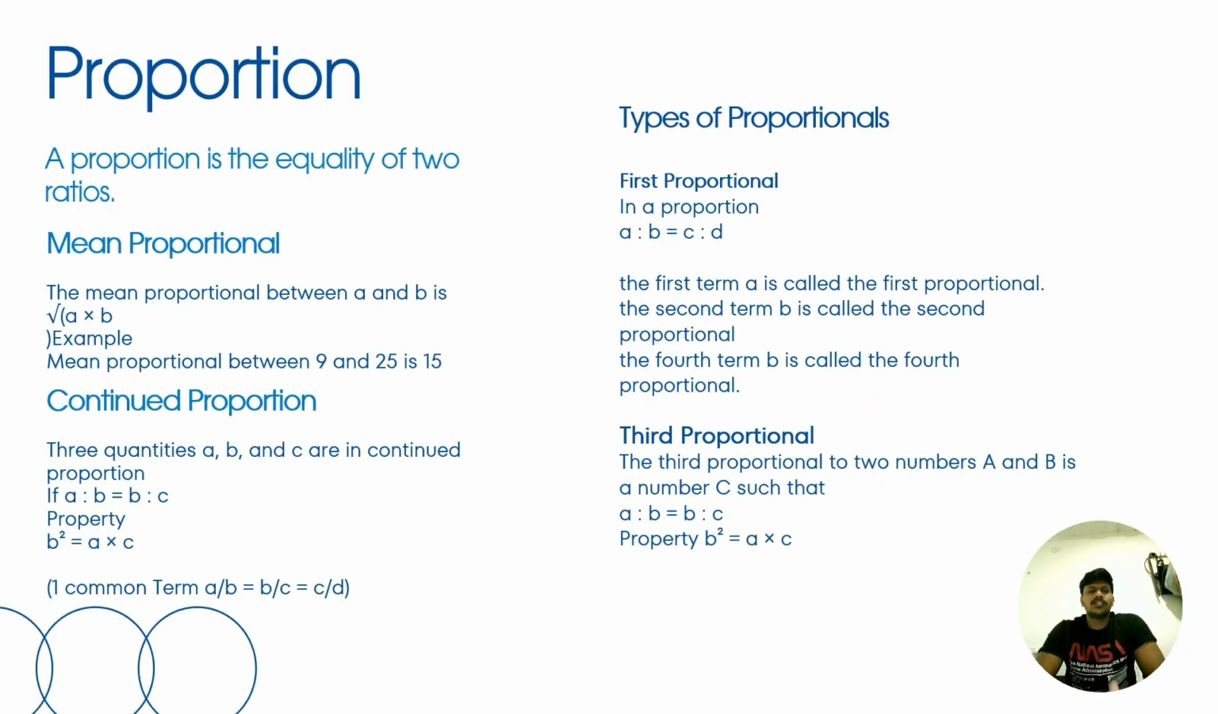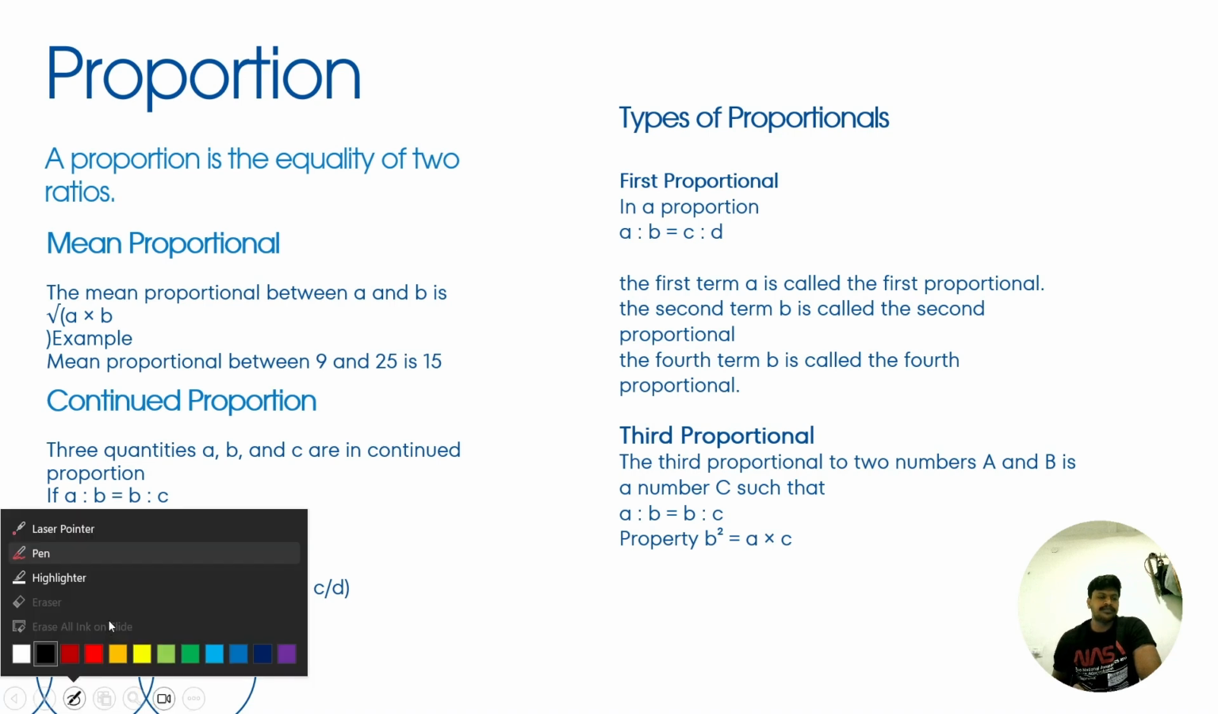Now coming to proportions. Proportion is like equality of ratios. Let us take that A is to B equal to B is to C. Then we are going to say both the ratios are in proportion. If A is to B is equal to B is to C, or A is to B equal to C is to D, then we are going to call them in proportion. Proportion is nothing but equality of ratios. Now let's go through the different terms one by one.